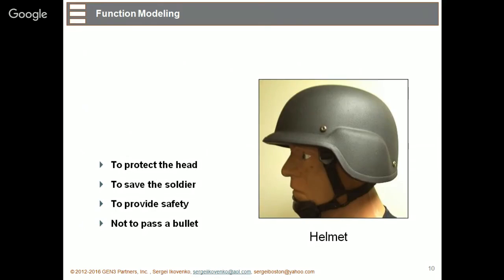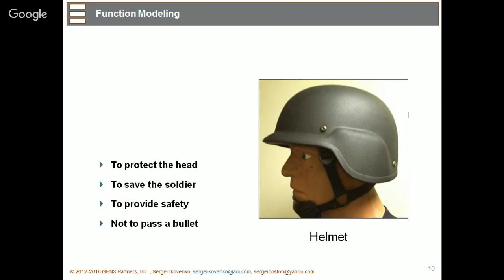And usually students give several answers. Save the soldier, provide safety, not to pass the bullet. But the most usual answer is the helmet protects the head, right? So the function "not pass a bullet" is wrong, because functions are never formulated negatively. "To provide safety" is wrong. Safety cannot be a component. It is not a substance or field. It is not a material object. So the usual answer that 80% of people say is to protect the head. So the helmet protects the head.